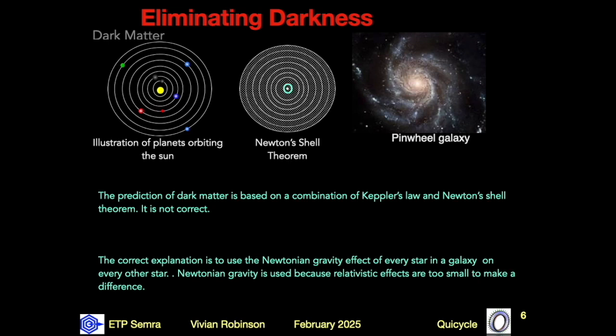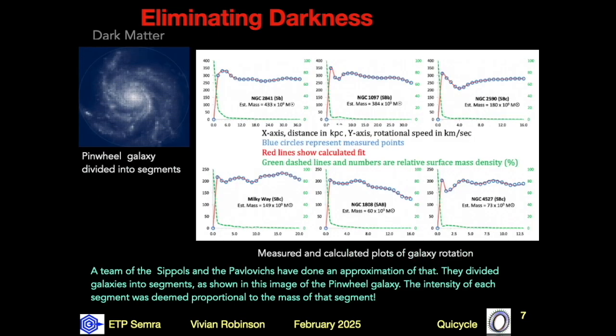The correct theory is to use Newtonian gravity effects for every star in a galaxy on every other star. Newtonian gravity is used because relativistic effects are too small to make a difference. A team of Sipols and the Pavloviches has done that as an approximation. They divided galaxies into segments as shown in this image of the pinwheel galaxy. The intensity of each segment was deemed to be proportional to the mass of that segment. They used a computer to calculate the effect of gravity generated by every segment on the mass of every other segment. The results are shown on the right.